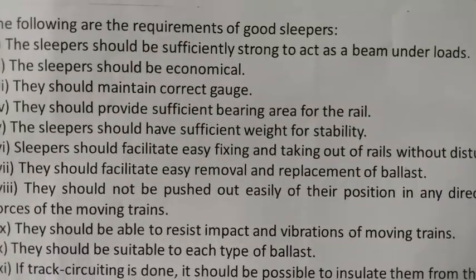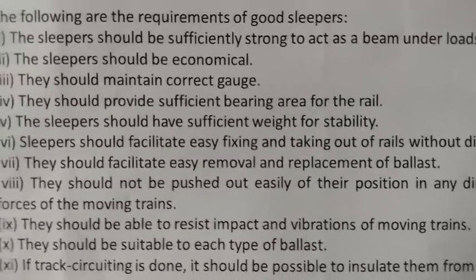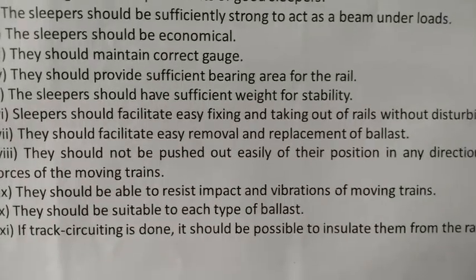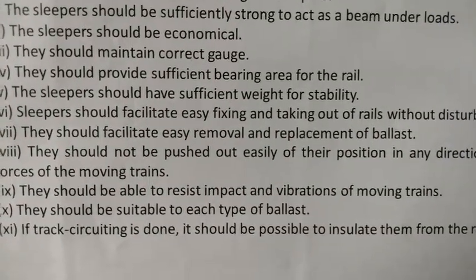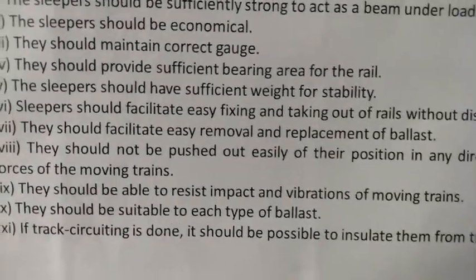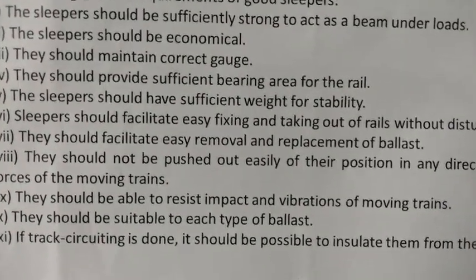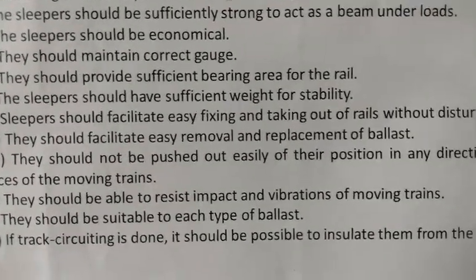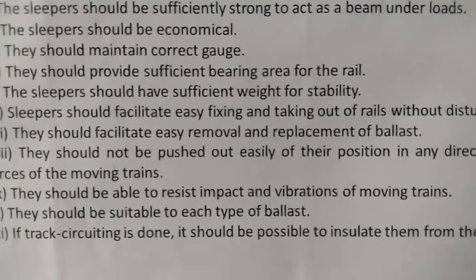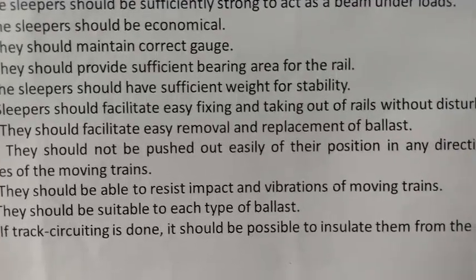Next, they should maintain the correct gauge, which I will be explaining in the upcoming videos. They should provide sufficient bearing area for the rail. Let me first explain what bearing area is. The rail should have a proper area beneath it over which the load is transferred. It should have sufficient area to transfer the load just beneath it, so that the load is properly distributed uniformly, just to avoid uneven settlement or subsidence.